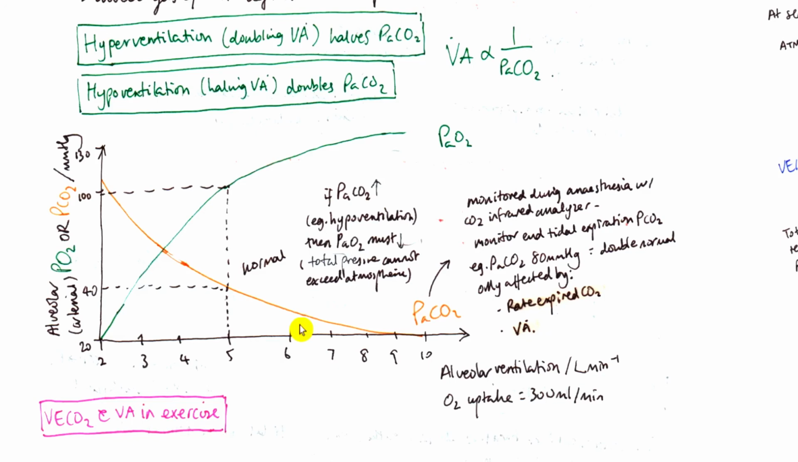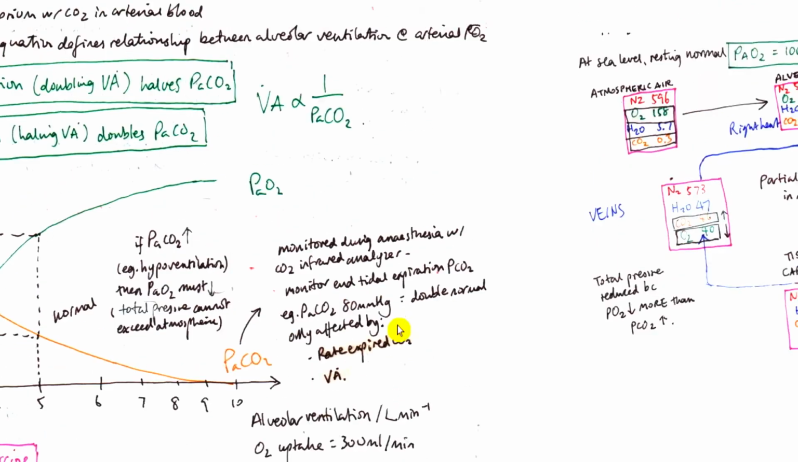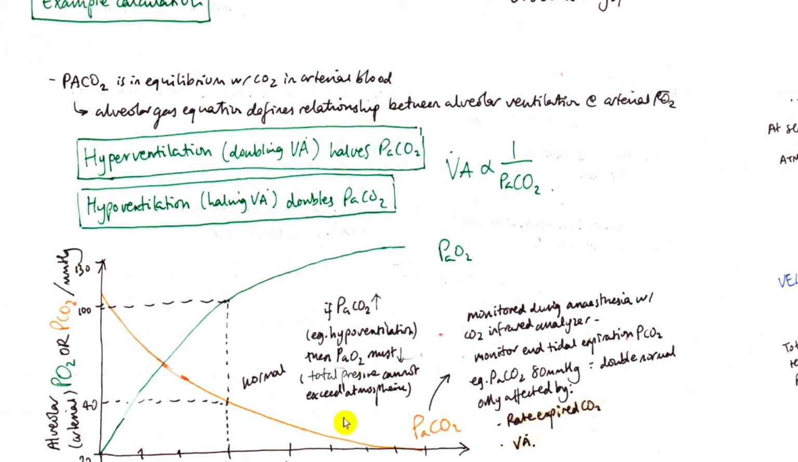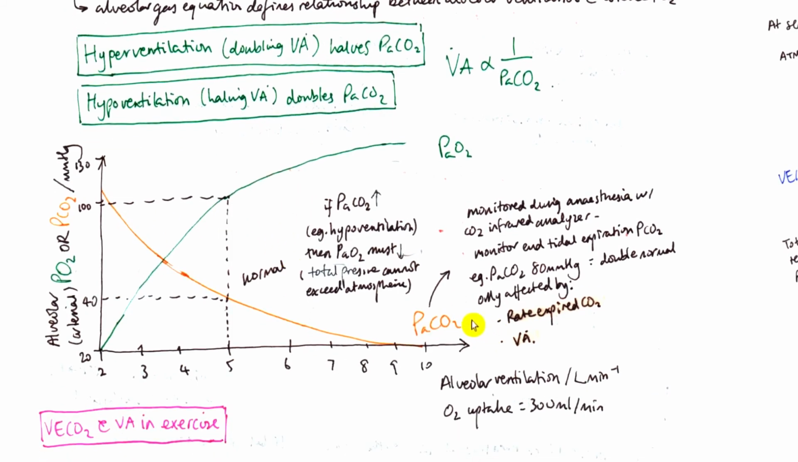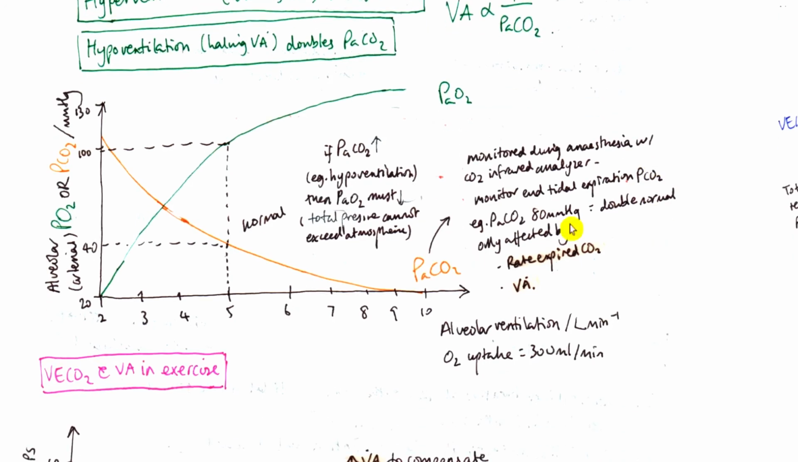Now, normal alveolar ventilation is around 5 litres per minute, or 5 or 6, and the normal partial pressure of carbon dioxide, as we saw here, is around 40 millimeters of mercury, and of oxygen is around 100 millimeters of mercury in the alveoli. We can measure the partial pressure of carbon dioxide in the alveoli during anesthesia, and it's important to do this during surgery to monitor someone's ventilation. This can be done using an infrared analyzer, to monitor end-tidal expiration of PCO2.